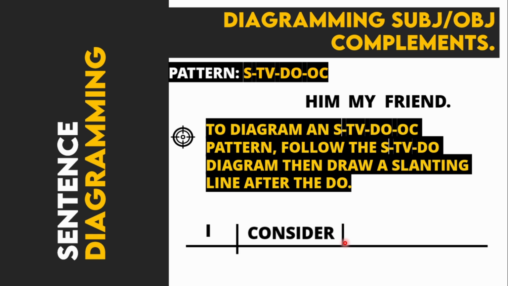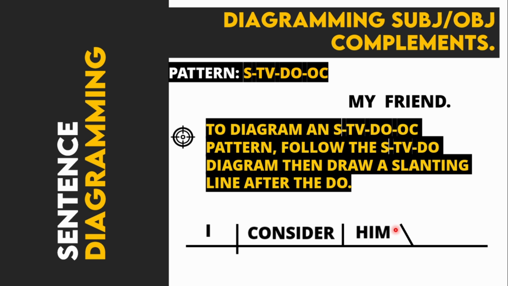Okay, so this is a line. Once again, it does not cross the horizontal line because you do not need two divisions of a sentence. You only have one division. It's the subject and the predicate. So you just have to put a straight line to signify the direct object, which is him.